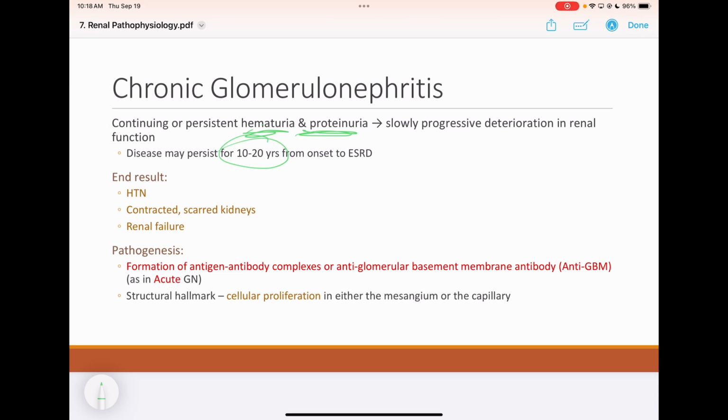The end result with chronic glomerulonephritis: hypertension, contracted, scarred kidneys, and renal failure. Makes sense. You're destroying the kidneys. They're not going to work as well anymore. Because they're not working as well, you're building up fluid, which is going to cause hypertension. That's why they have hypertension later on. And the kidneys are just scarred from all the years of abuse from their disease.